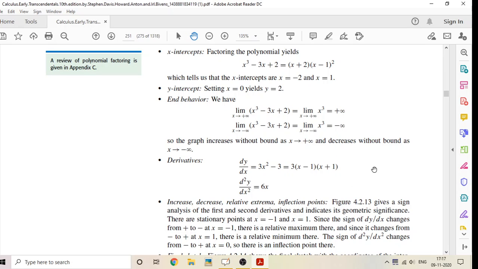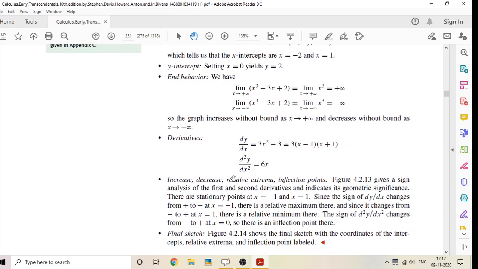ഇനി നമ്മൾ ഇൻ്റർവെൽസ് നോക്കുക. ഓക്കെ. So if you look at x equal to 1, at x equal to 1, second derivative will be positive. So x equal to 1 will be relative minimum. അതുപോലെ x equal to minus 1 will be relative maximum. So therefore the stationary points are minus 1 and 1, and there is a relative maximum at x equal to minus 1, and there is a relative minimum at x equal to 1.